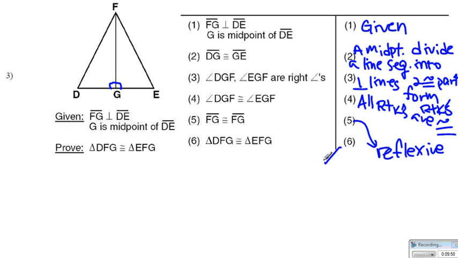Now, the last one. Since FG is congruent to FG, and G is the midpoint, these two are equal to each other. So we have side, angle, side.